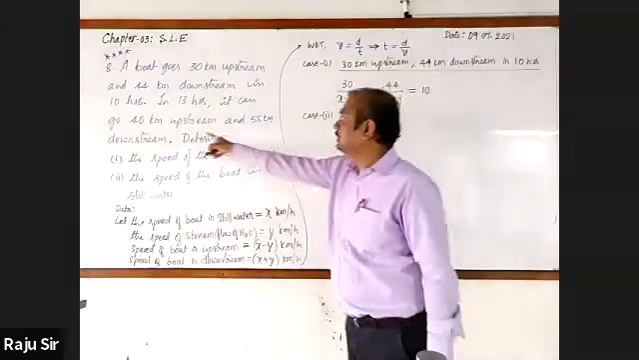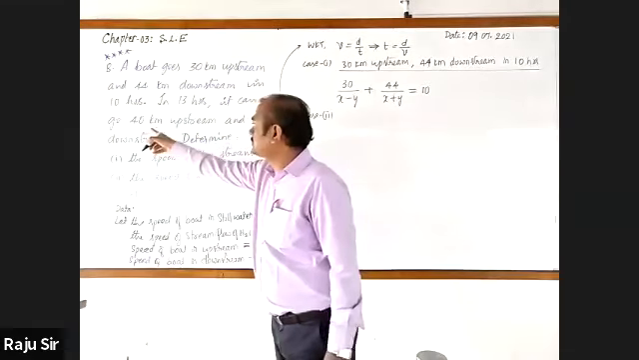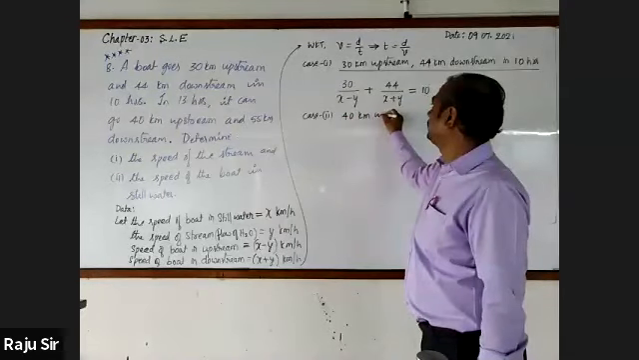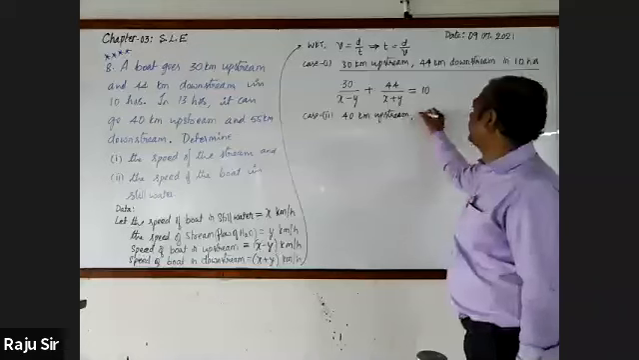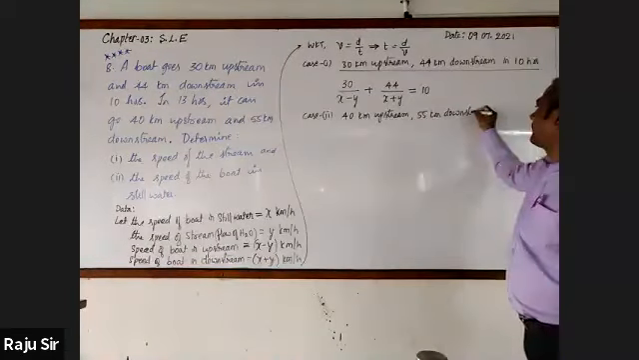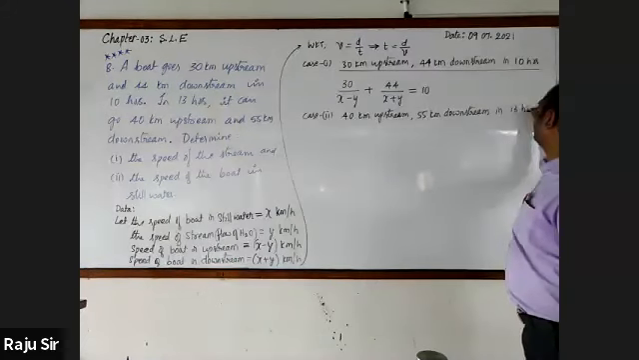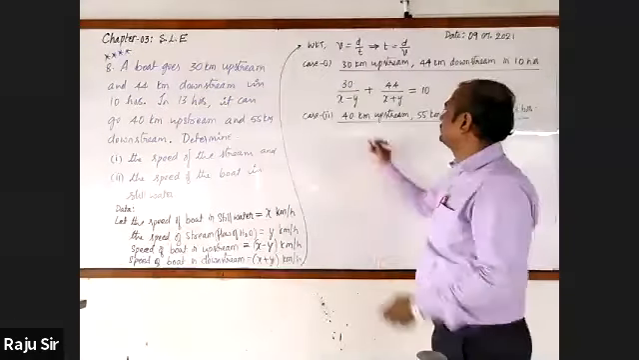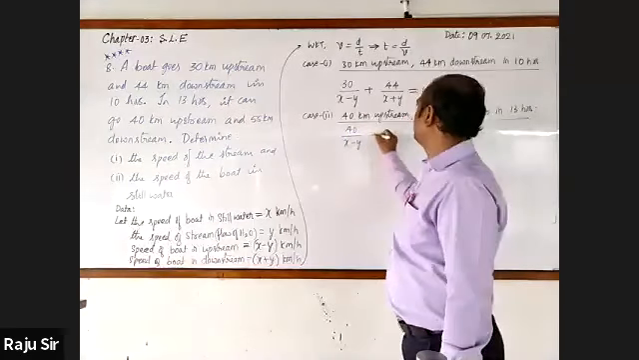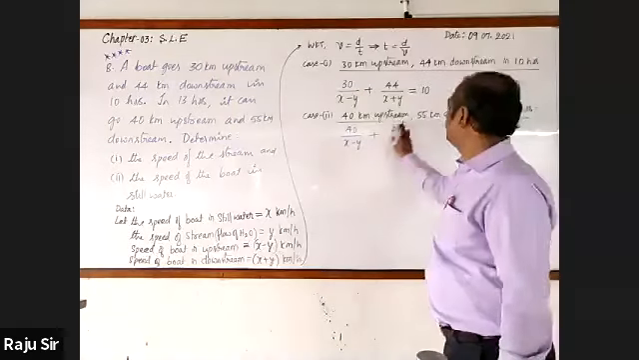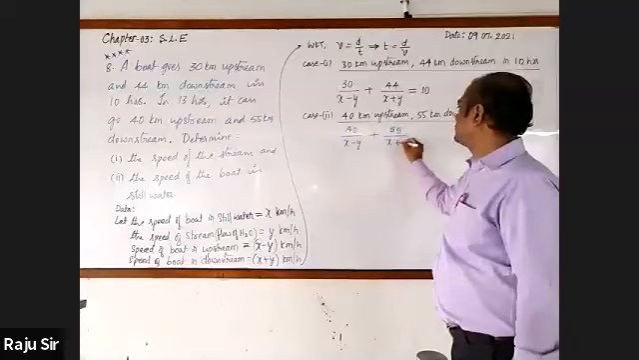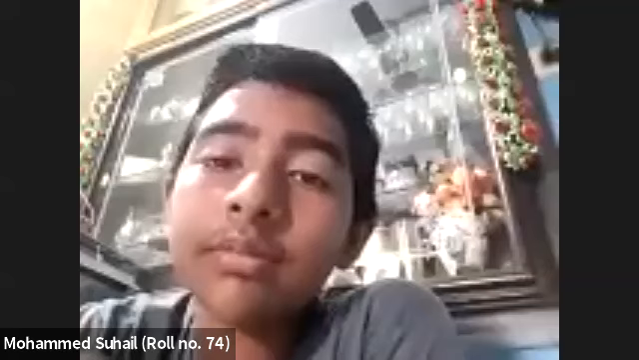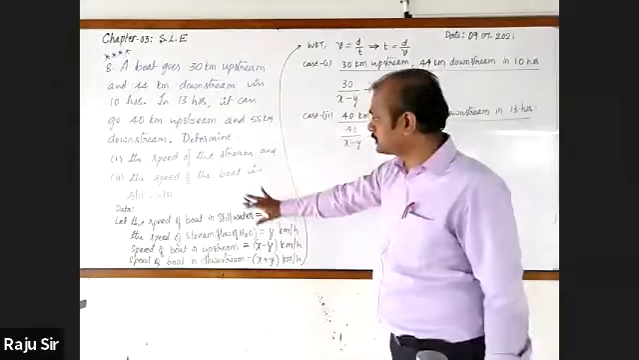The second situation is: it covers 40 kilometer upstream and 55 kilometer downstream in 13 hours. Underline this. This can be written as 40 by x minus y plus 55 by x plus y. This is equal to 13. Understand? Yes, sir. Okay, this much information should be there in the data.